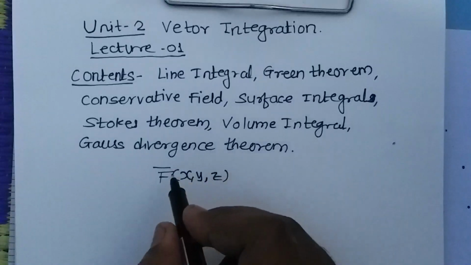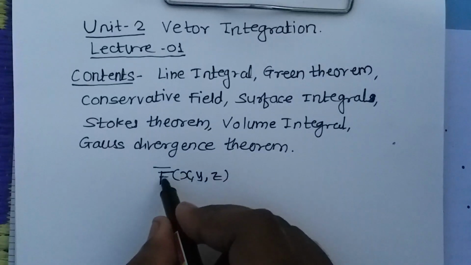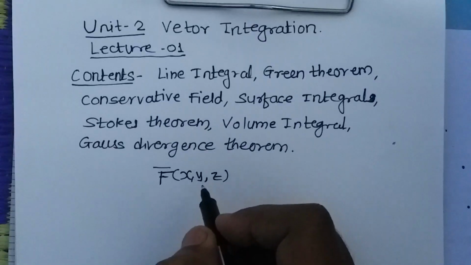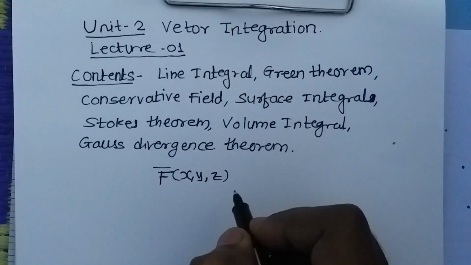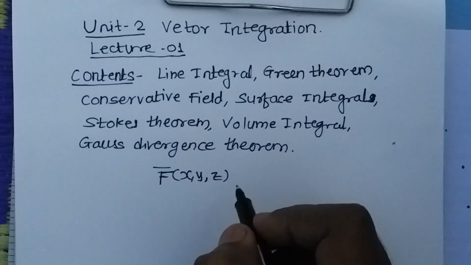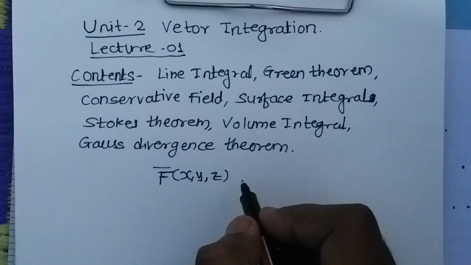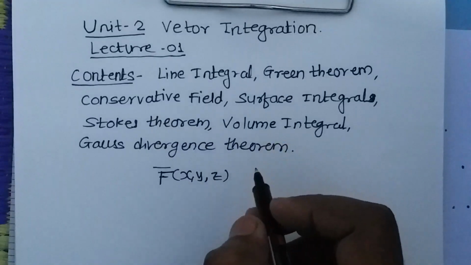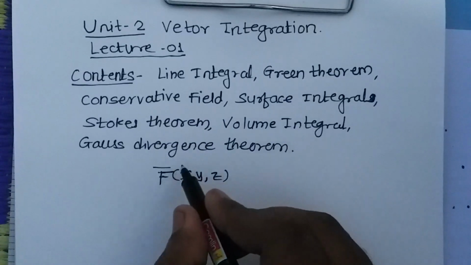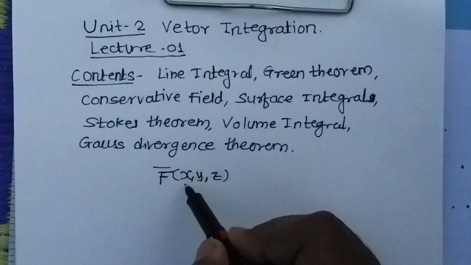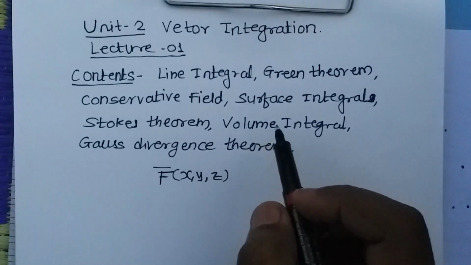Okay, we have defined this function already in the previous unit, vector differentiation. By a vector function f bar of x y z, we mean it is a surface in three-dimensional space and its nature is vector, meaning it has i j k components as functions of x y z. Okay, that we have already defined. So we are going to integrate these types of functions in this particular unit.